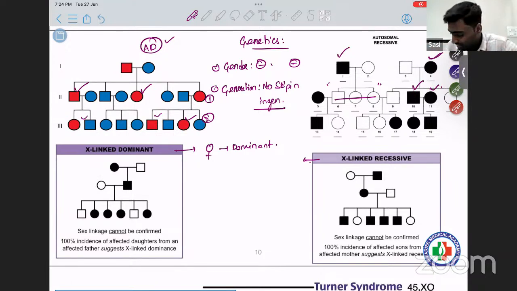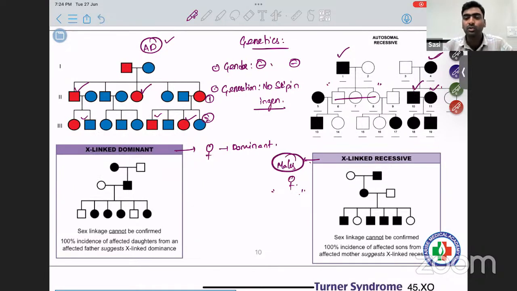Fine. Next one. In the case of X-linked recessive disorder, remember if female is the dominant one, of course male will be the recessive one. So here the males will be affected. Males will be affected.